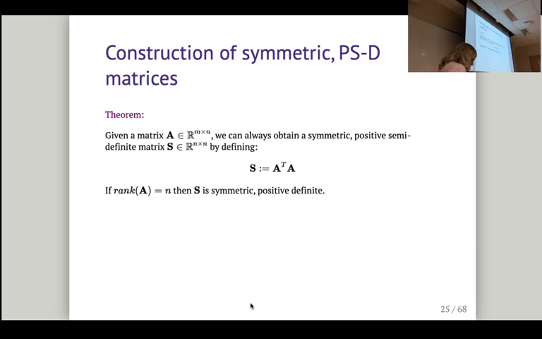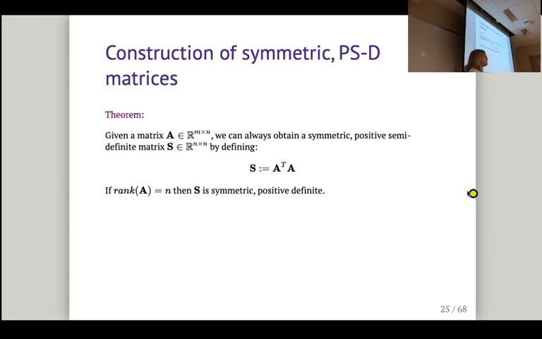So, here's where the limitations of square matrices come into play. Because all of this applies in the square matrix space, but what if we don't have a square matrix? Well, we can get them. If we have some matrix A with dimensions m by n, so A is not required to be square, we can always get a symmetric positive definite matrix by doing the following. Just take A transpose times A.